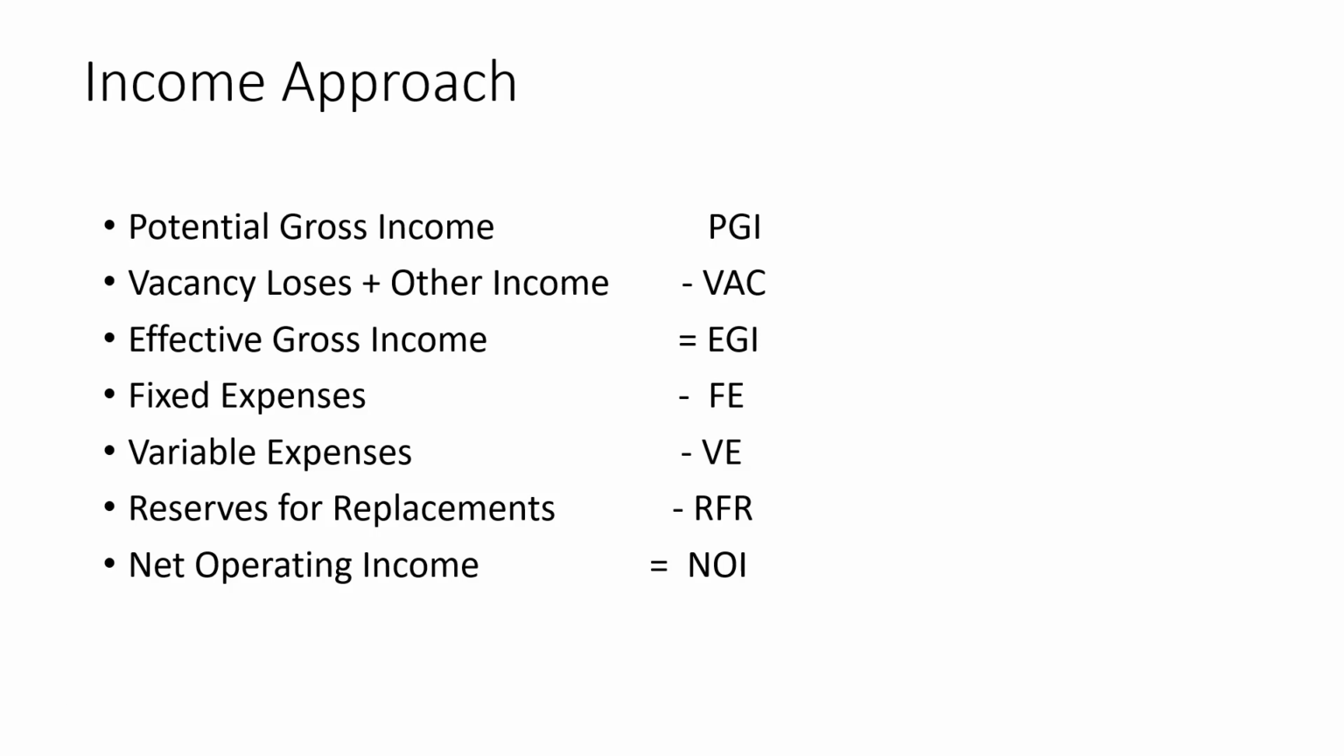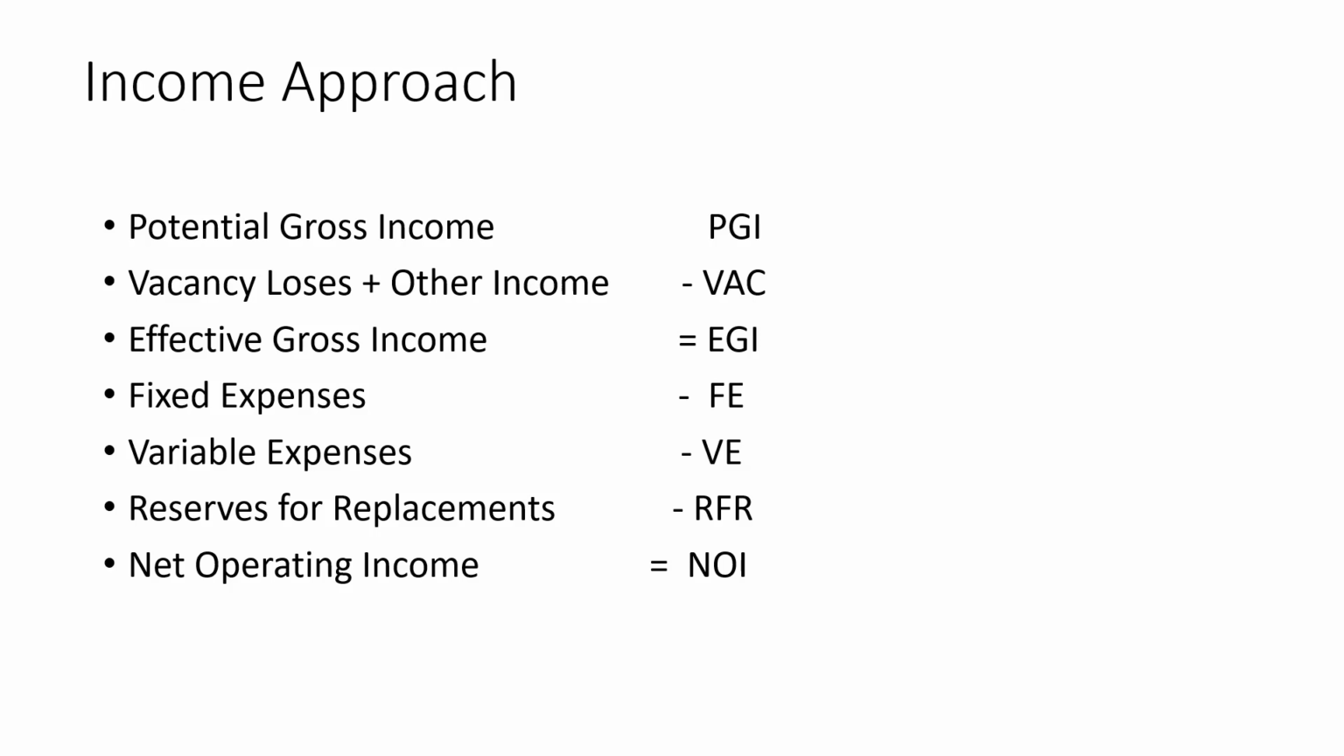The thing is that never happens. There's vacancies, there's collections where people don't pay the rent and so forth. So we have to take off what our estimated vacancy losses are, but also we do add in any other income at that time from maybe covered parking fees or soda machines and laundromats and so forth. When we've done that to our potential gross income, what we now have is our effective gross income. This is what we could reasonably expect to actually receive from this building.